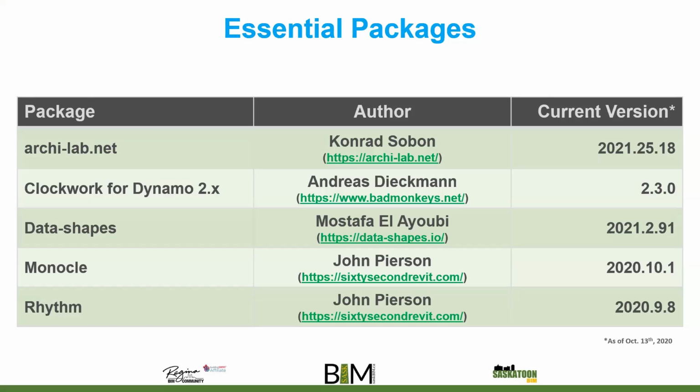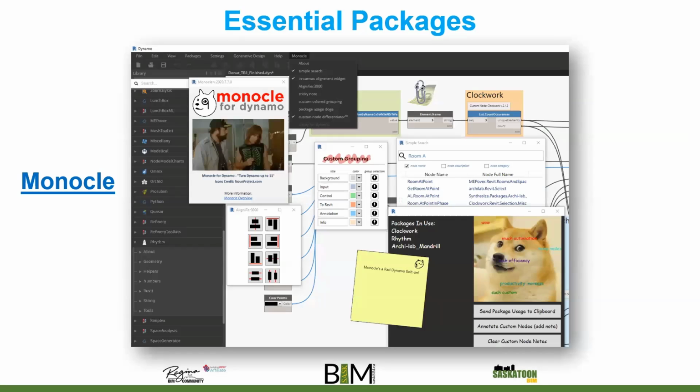And the last two are both from John Pearson. Again, 60-second Revit. Highly recommend everything that this gentleman does. But Monocle is an extension, kind of like an add-in for Revit, whereas Rhythm is a package, which means that it's nodes. Both of them very awesome packages. So much so that if I was stranded on a desert island and I only had a single package or extension, it would always be Monocle first.